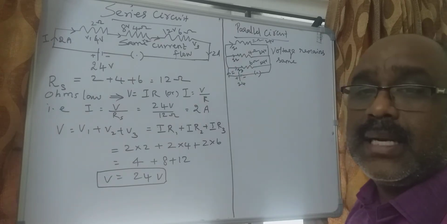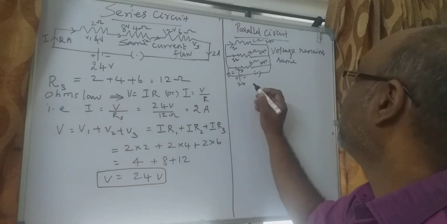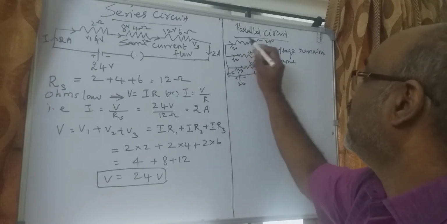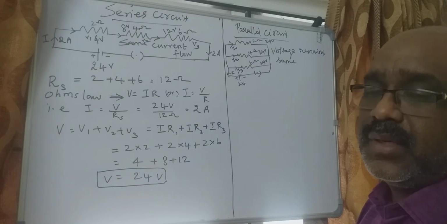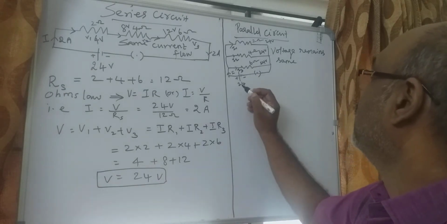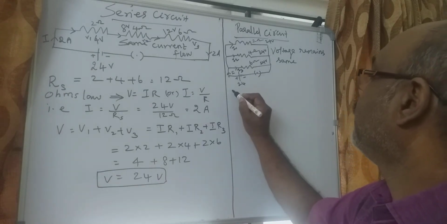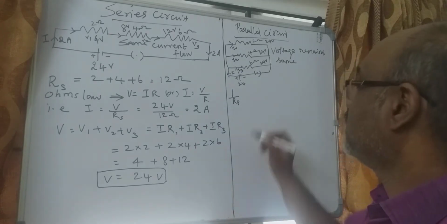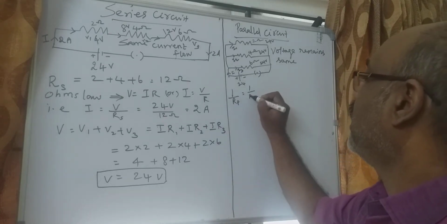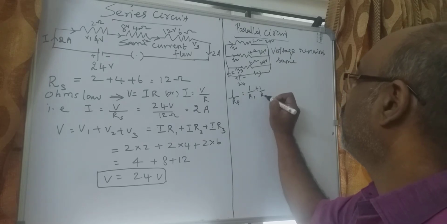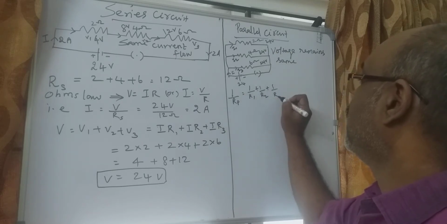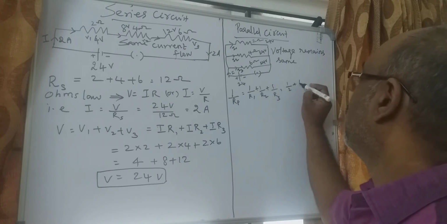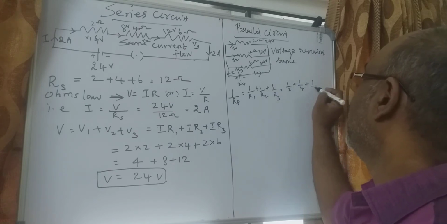Then what about the current? That we are going to find. We know the formula, so let us find the effective resistance for this particular circuit. We can apply the formula 1 by Rp is equal to 1 by R1 plus 1 by R2 plus 1 by R3. That is equal to 1 by 2 plus 1 by 4 plus 1 by 6.